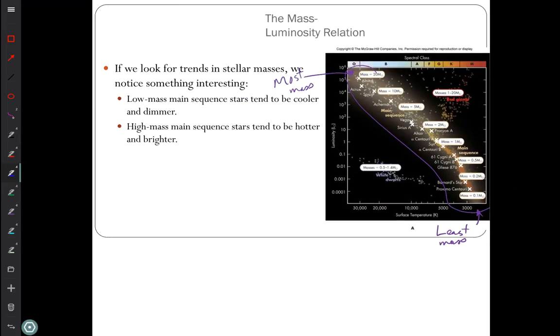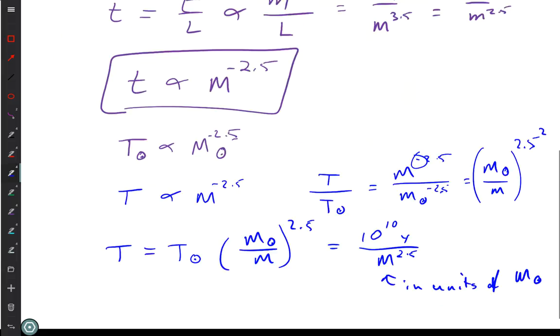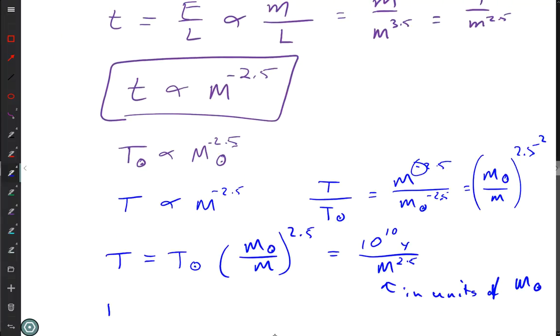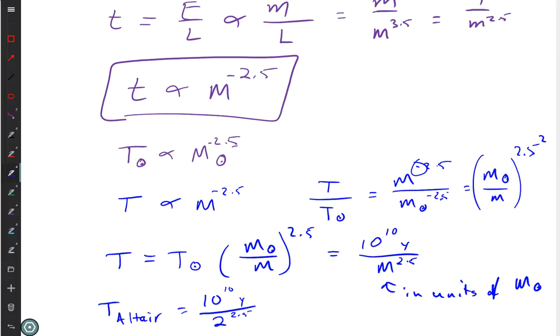So if I take Altair's mass and I put it into this equation, the lifetime for Altair is equal to 10 to the 10th years divided by 2 raised to the 2.5 power. Well, that's 2 squared is 4 times the square root of 2, which is 1.4. Anybody know that? 1.4 times 4 would be 5.6.